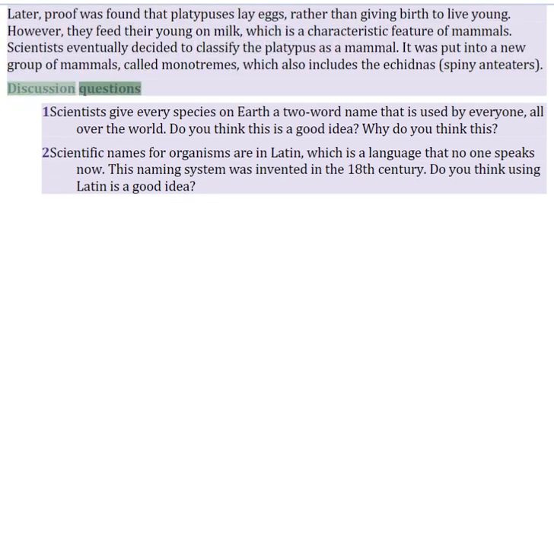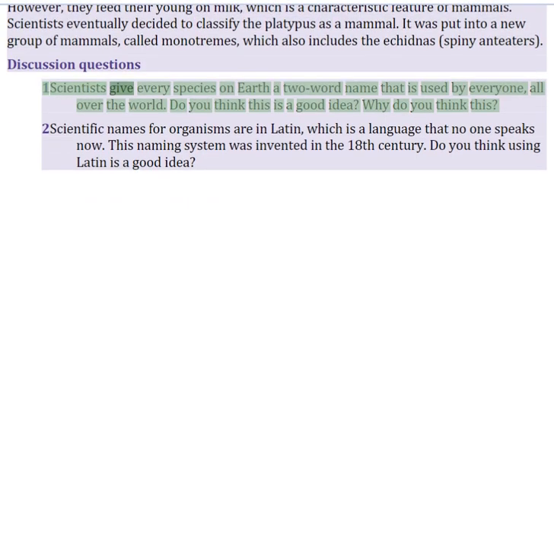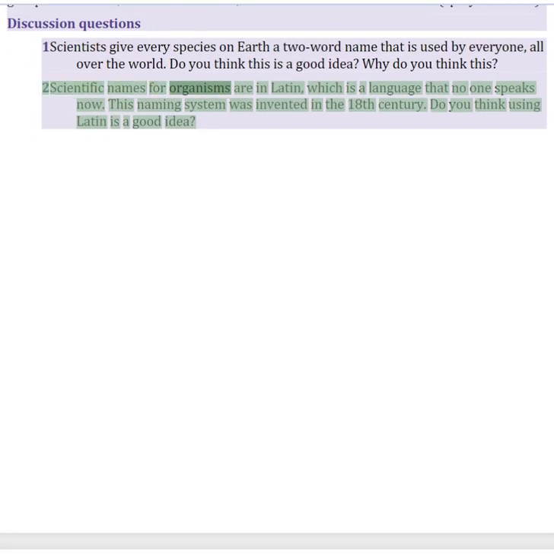Discussion questions. 1. Scientists give every species on Earth a 2-word name that is used by everyone, all over the world. Do you think this is a good idea? Why do you think this? 2. Scientific names for organisms are in Latin, which is a language that no one speaks now. This naming system was invented in the 18th century. Do you think using Latin is a good idea?